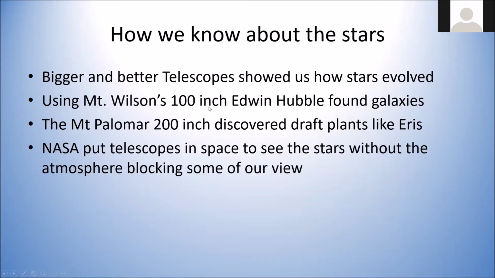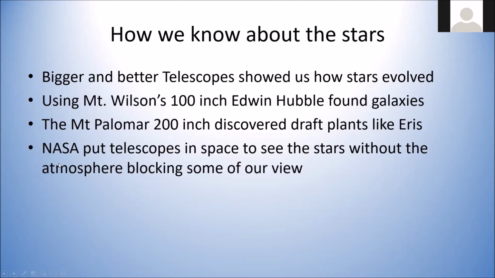He found things that were floating around up in space. And when he got his hands on the 100-inch, he realized those were galaxies. And they had thought that the Milky Way was the only thing out there, that everything was in the Milky Way galaxy. When the Mount Palomar 200-inch telescope came online, they were able to discover dwarf planets like Eris.